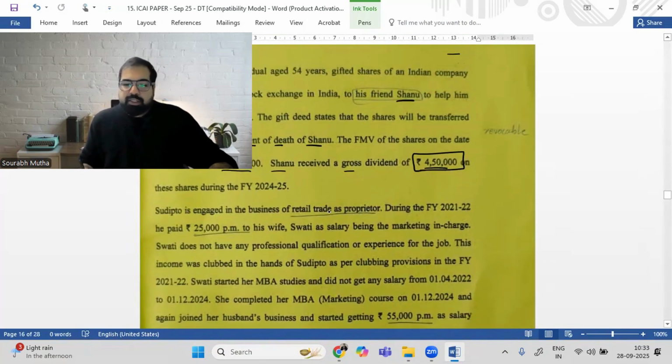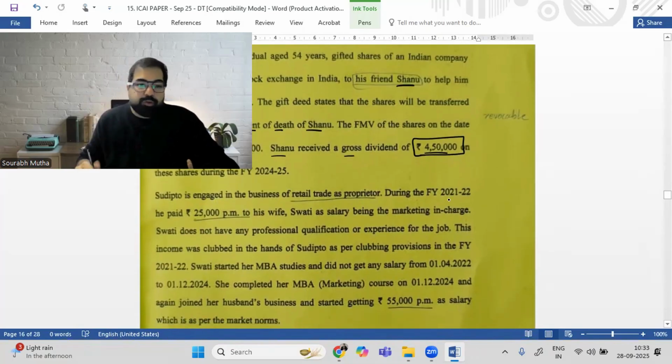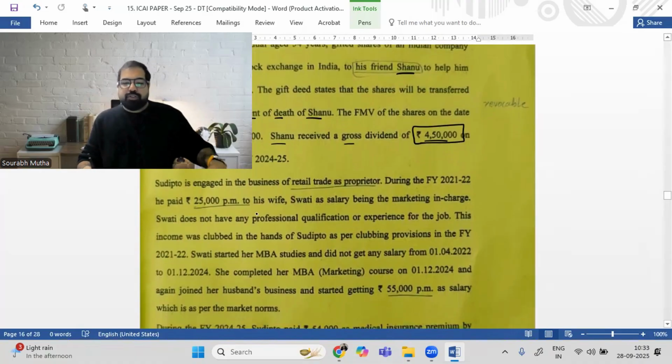Sudipto is engaged in business as a retail trader, as a proprietor. During the financial year 21-22, 2-3 years back, he paid 25,000 to his wife Swati as salary, being marketing in charge.